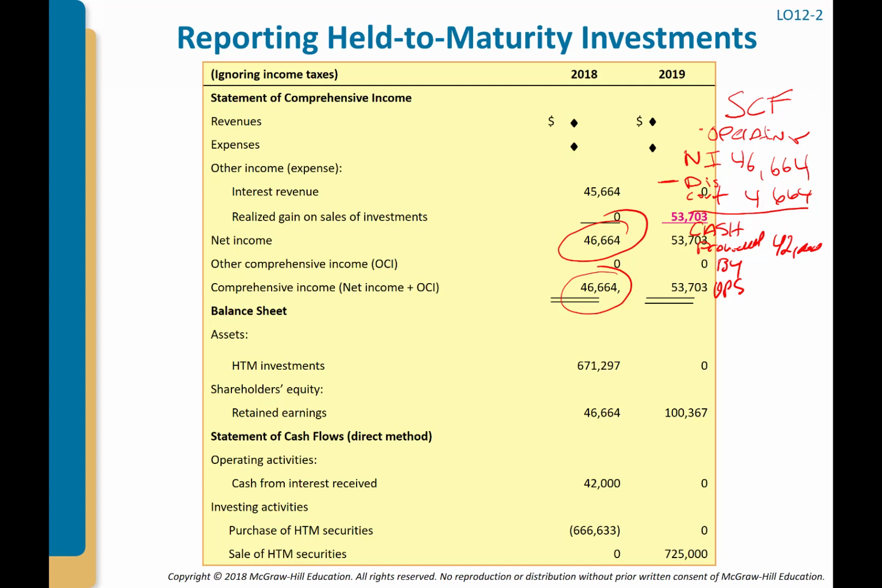Okay, so I'm just saying that to you so that when they say cash from interest, you understand that it's not just a number that's necessarily plopped there. You would derive it like that. Okay, good. And then down in the investing, we have the cash flow going out for the initial investment, and then we have the cash flow coming in for that sale down in the investing section.